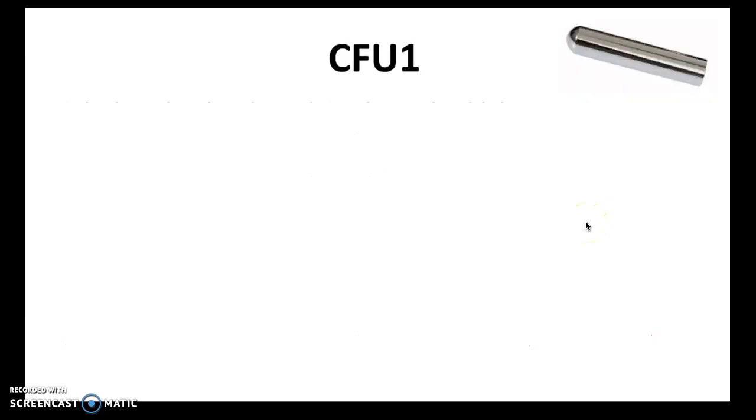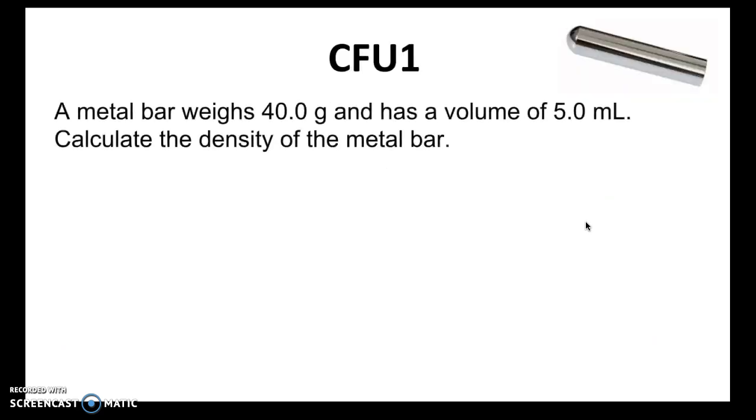All right, now that you've seen an example of it, it's your turn to do this with this CFU. CFU says a metal bar weighs 40 grams and has a volume of 5.0 milliliters. Calculate the density of the metal bar. You're going to do your work on a separate sheet of paper, and then when you are ready, press play and the answer will be revealed.